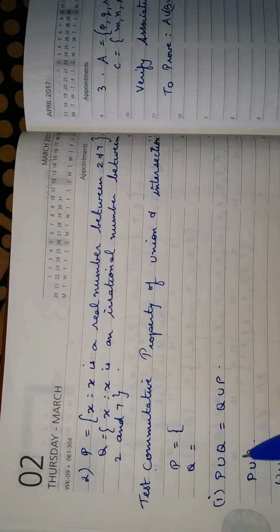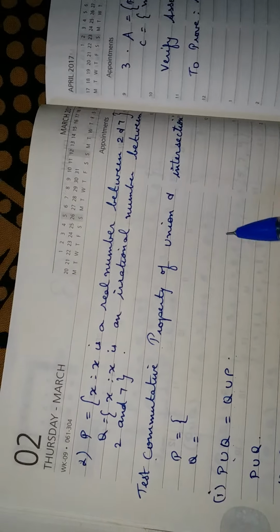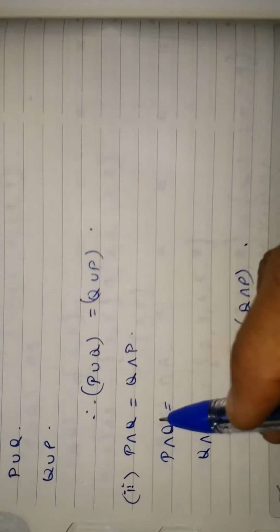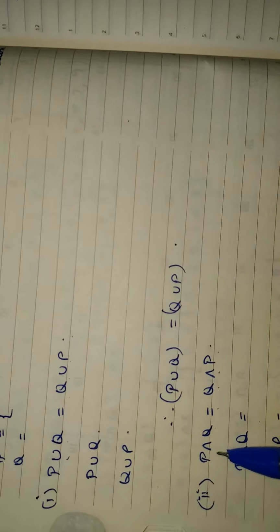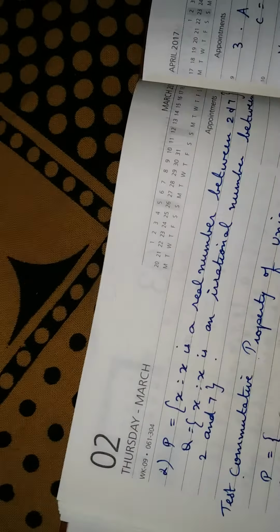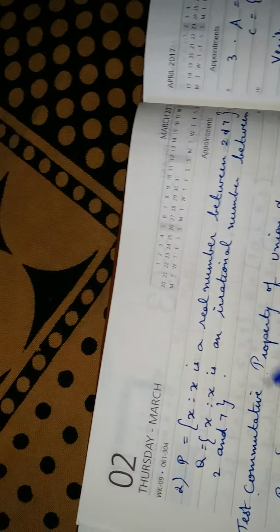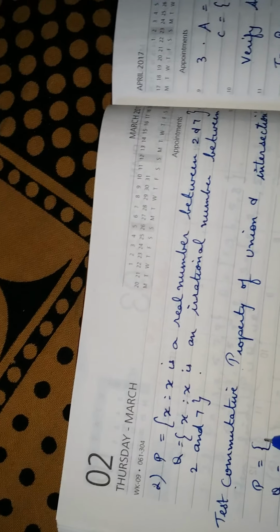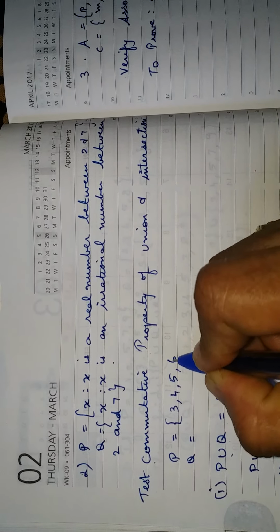So commutative property means P union Q is equal to Q union P. That is your commutative property for union. If it is for intersection, it means P intersection Q is equal to Q intersection P. That is what you are going to prove now. So first, you have to find out the values of P. X is a real number between 2 and 7. So leave out 2 and 7, and write the values within 2 and 7: 3, 4, 5, 6.